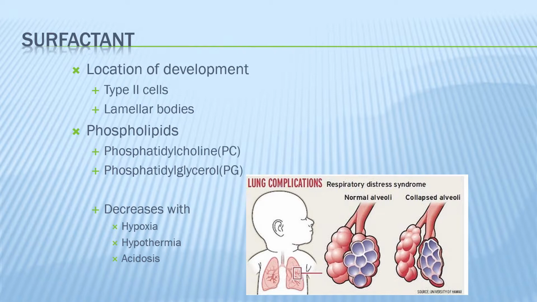Now, surfactant production can be disrupted, meaning there are things that can slow down the production. So even though immature surfactant is produced at week 24 and mature surfactant is produced at week 35, if something causes hypoxia or hypothermia or acidosis to the mom or the fetus, then that fetus's ability to produce surfactant is going to be diminished, and the surfactant may be delayed in its production.